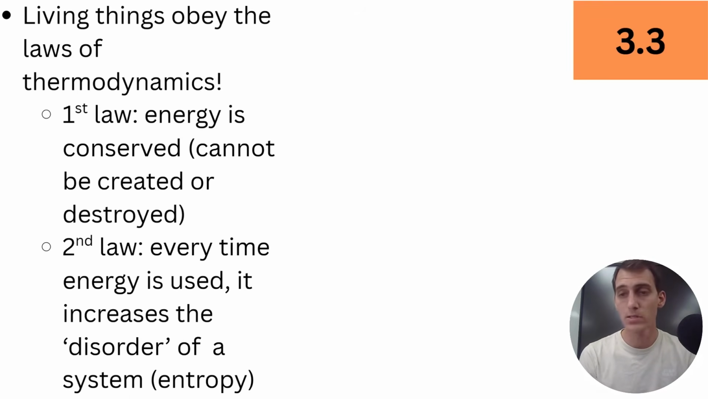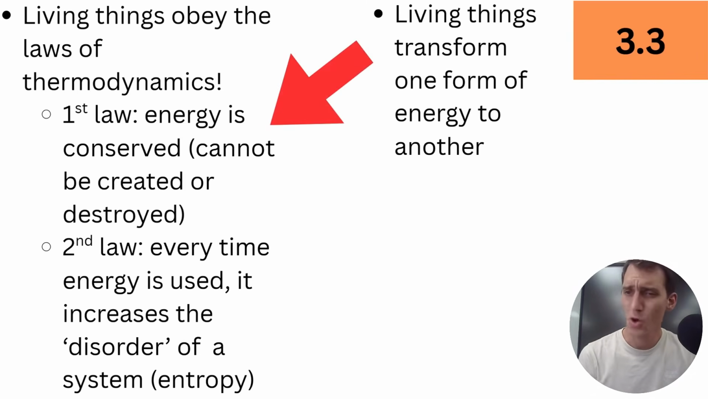All right, so the first law of thermodynamics, you guys, is that energy is conserved. It means it cannot be created and it cannot be destroyed. Okay, so living things don't break the first law of thermodynamics. What we're able to do is transform one form of energy into another.